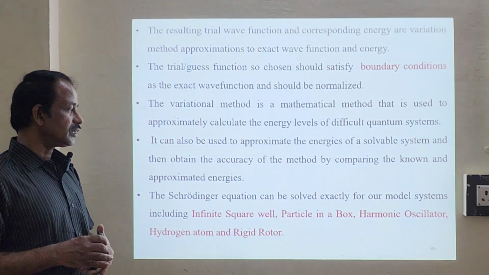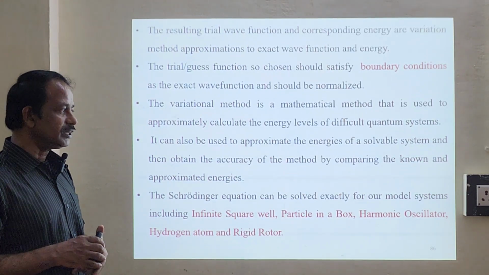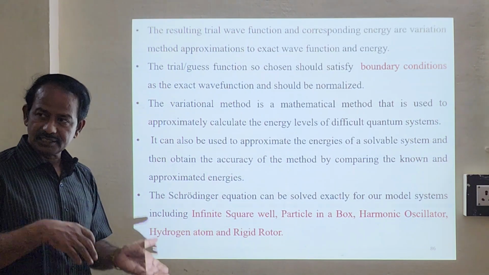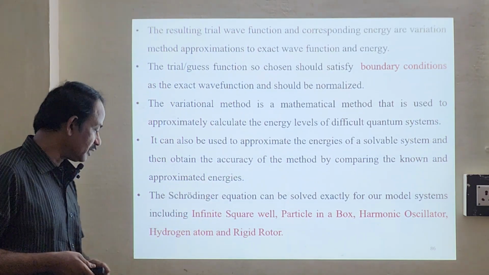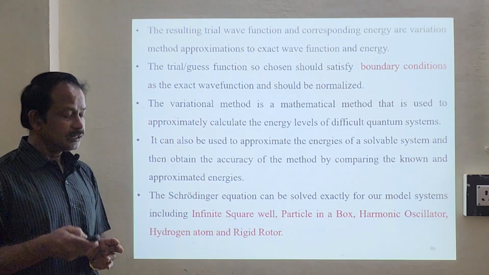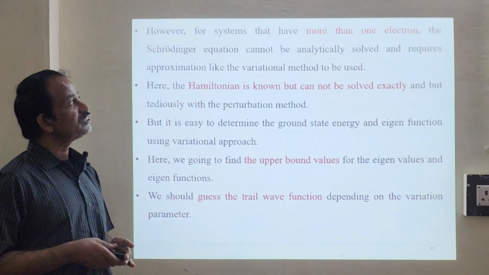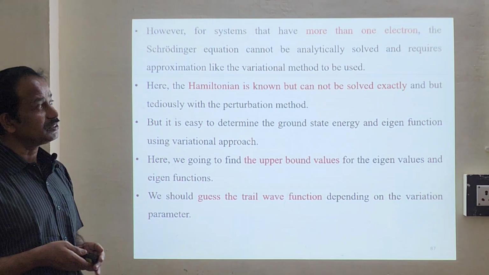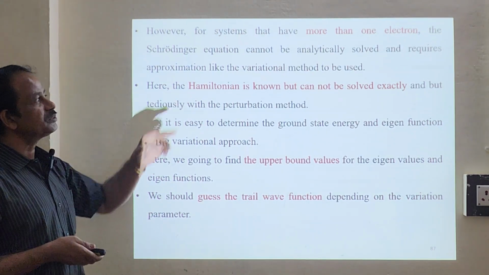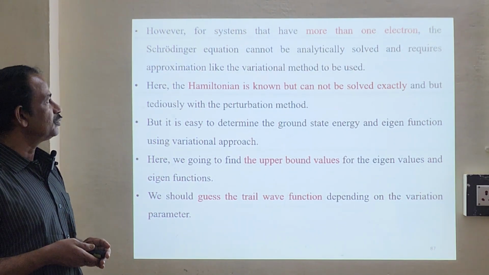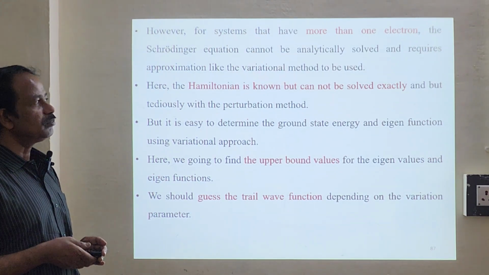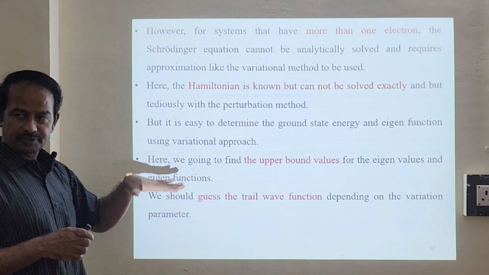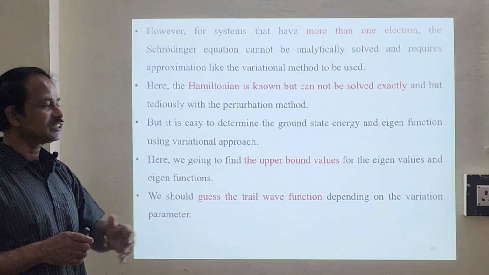The Schrödinger equation can be solved exactly for our model systems, including the infinite square well, particle in a box, whether finite or infinite, harmonic oscillator, hydrogen atom, and rigid rotator. However, for systems that have more than one electron, the Schrödinger equation cannot be analytically solved. It's a complex system and requires an approximation like the variation method. The Hamiltonian is known but cannot be solved exactly, only tediously with perturbation theory. So for that purpose we have used the variation method.